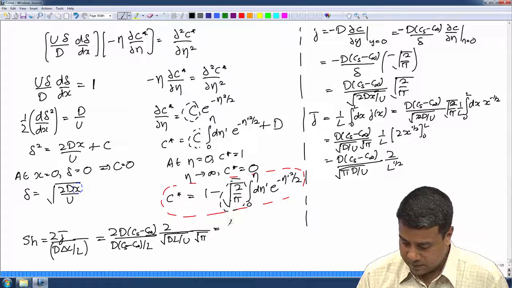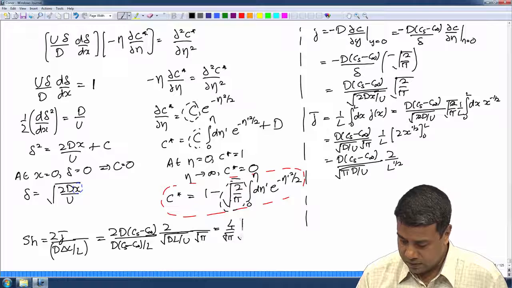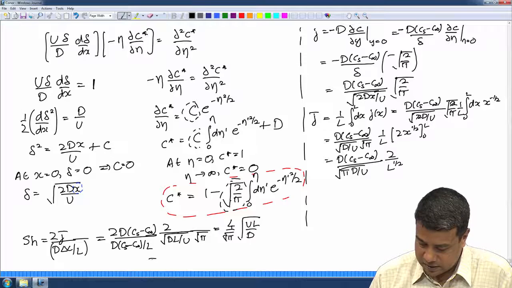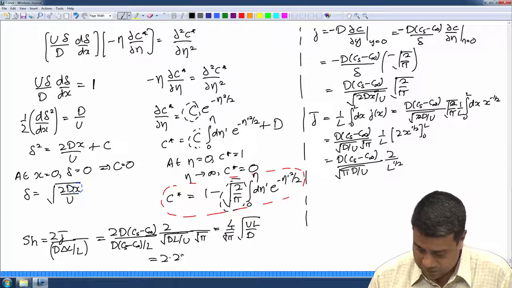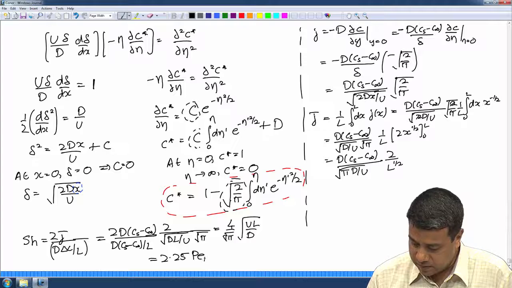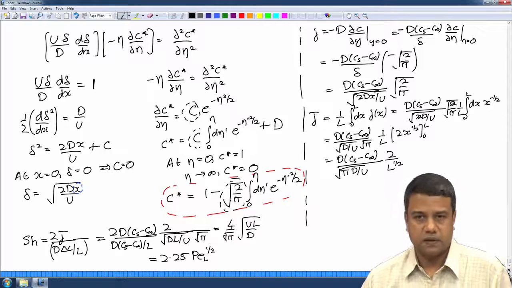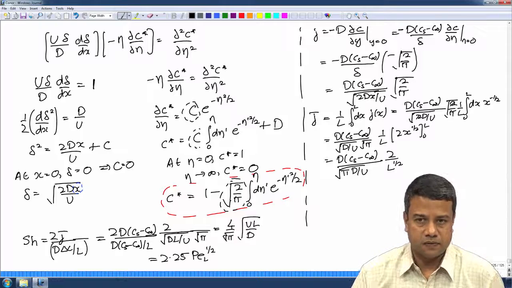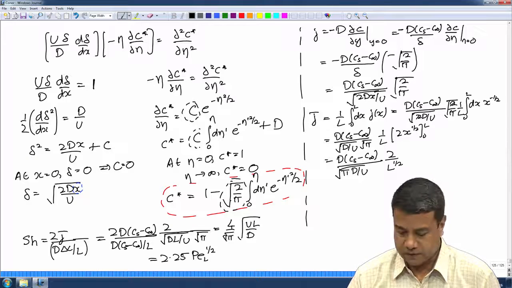So, this ends up being 4 by root pi into, if you work out everything, you will get root of u L by D. And this is approximately 2.25 times the Peclet number based upon L to the half power. So, that is the solution for the flow past a falling film.